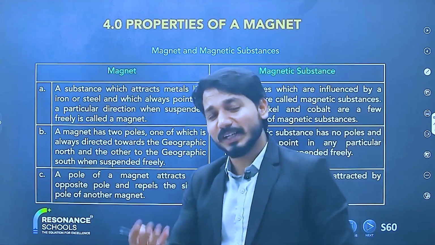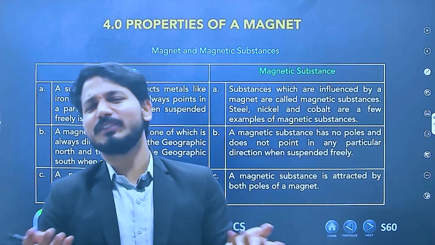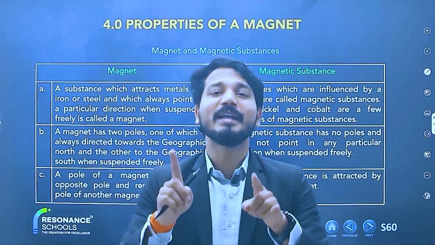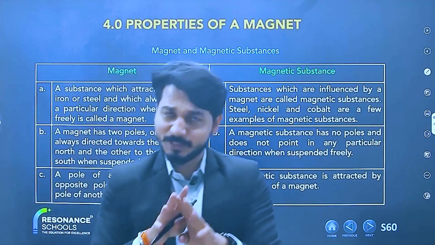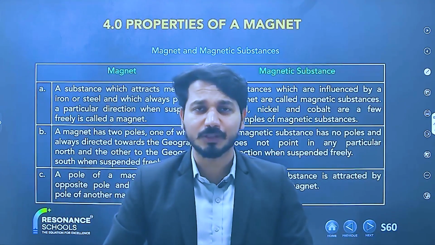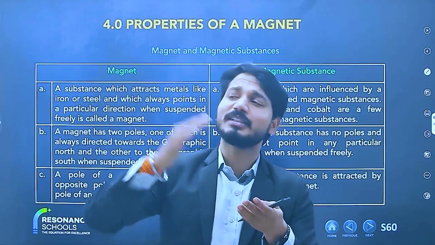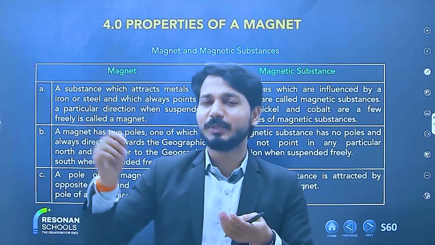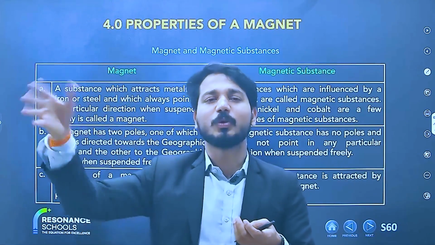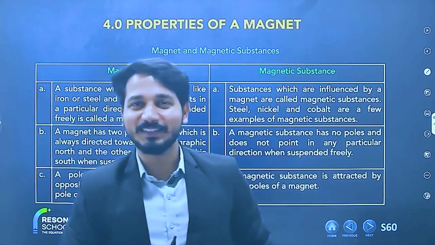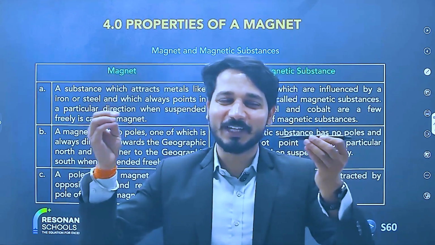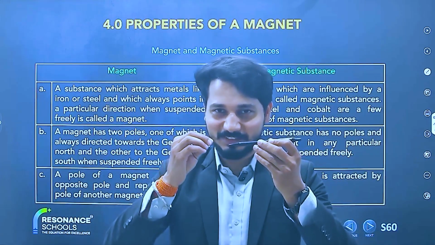Now, second, about magnetic substance. A magnetic substance does not have any poles. Remember this. So they do not point in any particular direction. They get easily attracted towards the magnet, either by the north or by the south pole of the magnet. Doesn't matter.